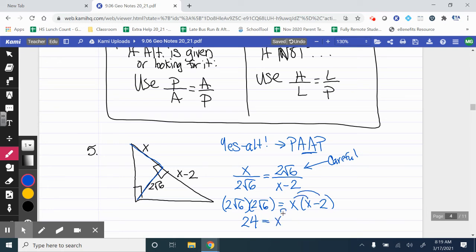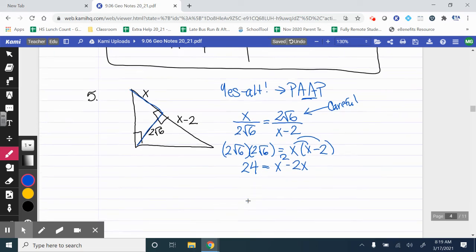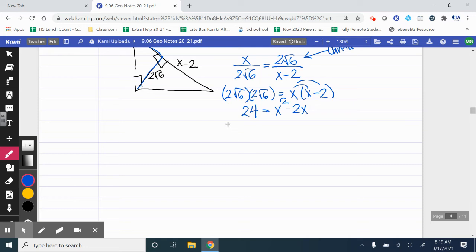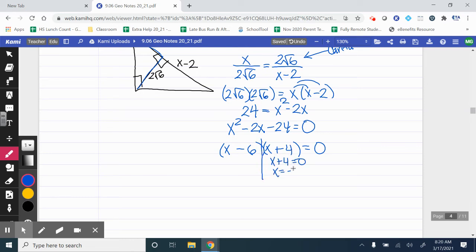And then here I'm going to distribute. I have an x squared and an x, so now I want to set that equal to 0. I want to keep x squared positive, so I'm going to bring the 24 over to get it equal to 0. And since it's a 1 in the front, I'm going to go straight to guess and check as opposed to P's and C's. What multiplies to negative 24 and adds to negative 2? Be negative 6, positive 4. Draw your line. Set each equal to 0.